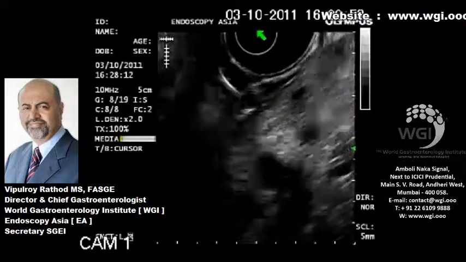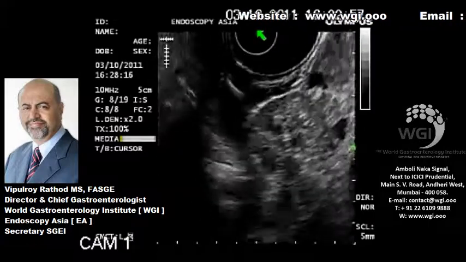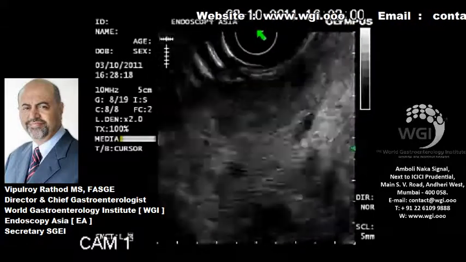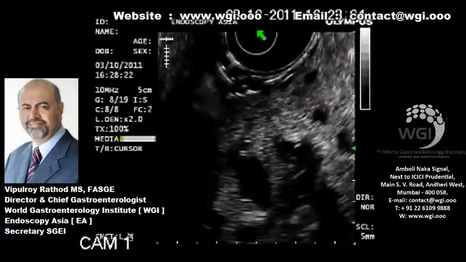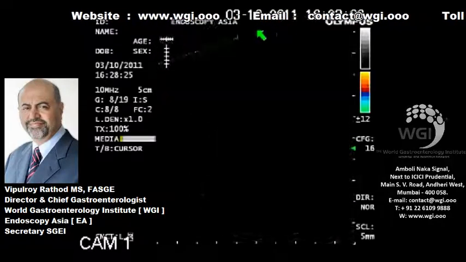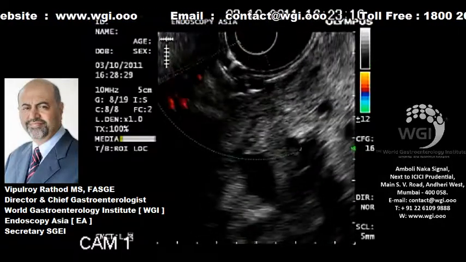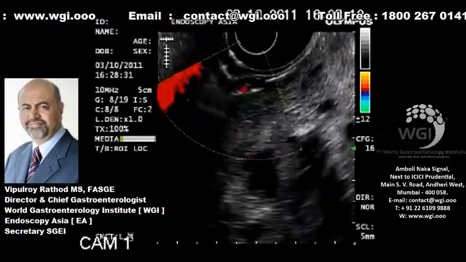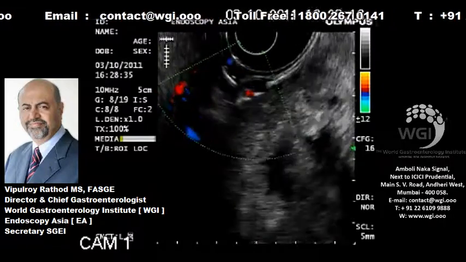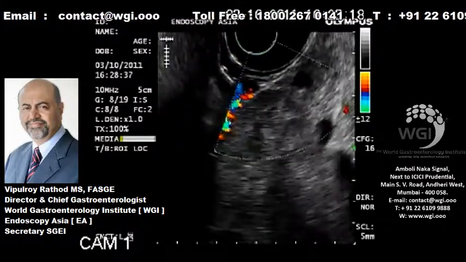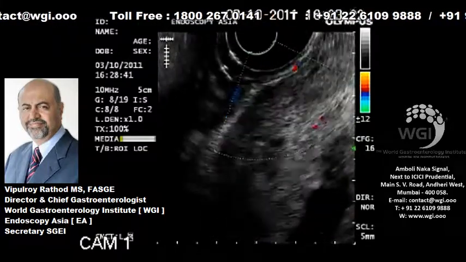And you can actually see the changes of portal hypertension in a setting of such a large lesion, because I am seeing some varices, and I will show you in the wall of the stomach. You can see some abnormal vessels there. These are the left-sided portal hypertension related varices in the wall of the stomach. So you can actually see the varices there.